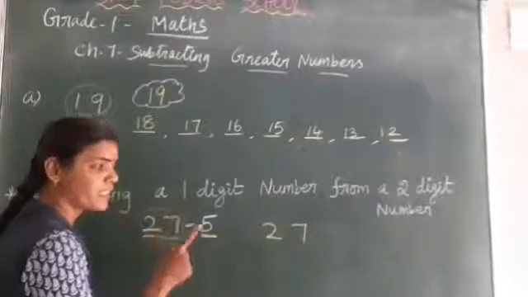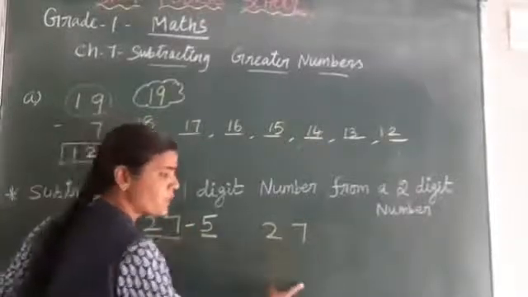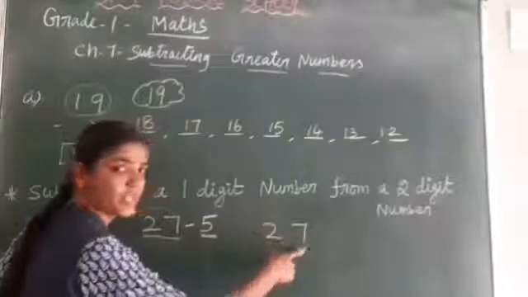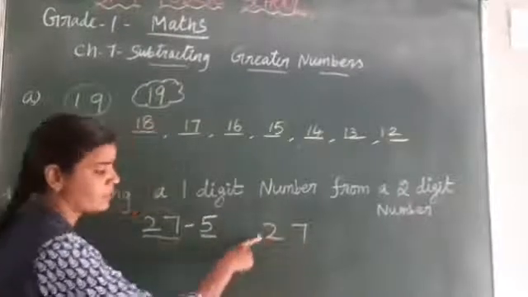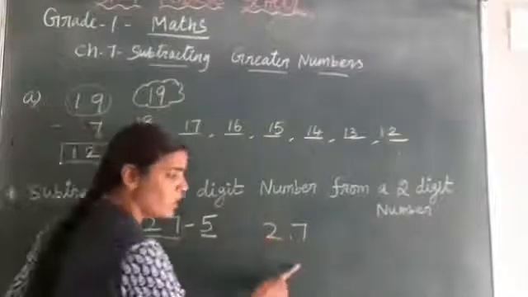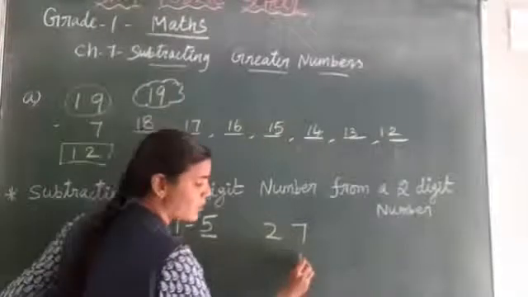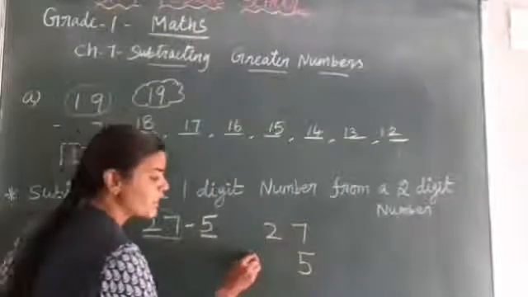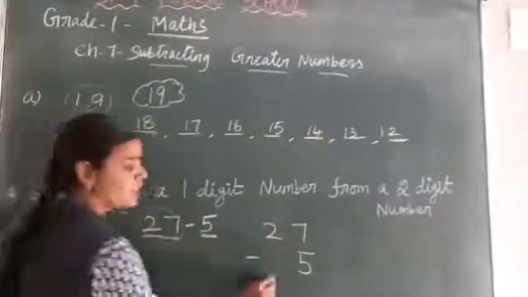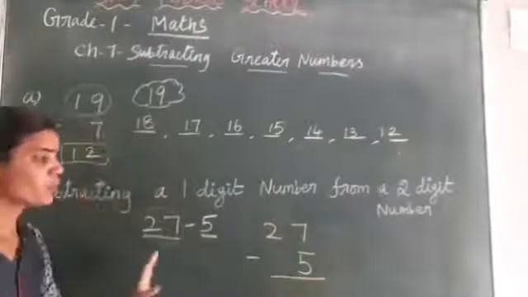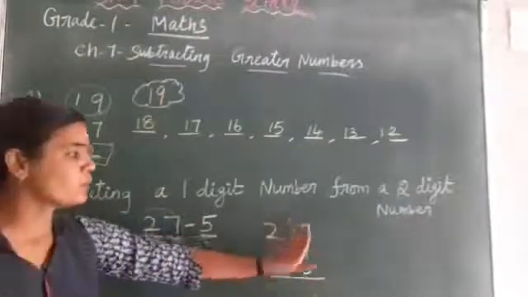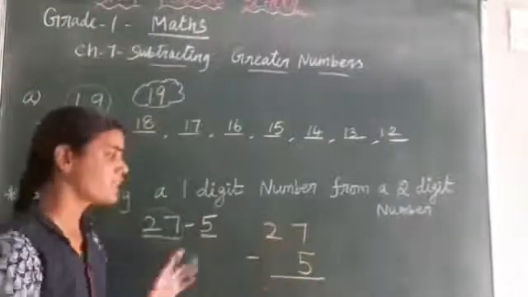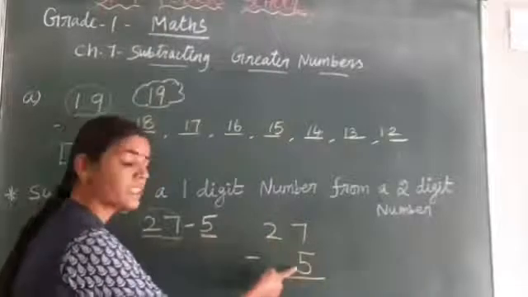5. So a 1 digit number means you have to write it in the ones place only. Let's start from this ones place. This 5 you have to write in the ones place. Don't write it here; write it in the ones place. Okay, put the minus symbol, that is the subtraction. Now do the sum. You have to hide the tens place and do it in the ones place. Otherwise you have to take the full number, because here there is only one digit.